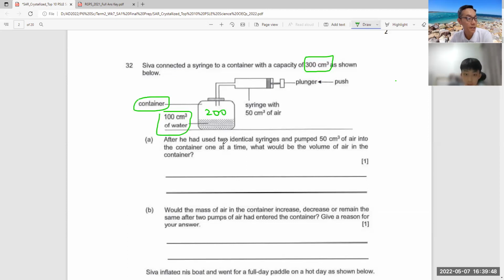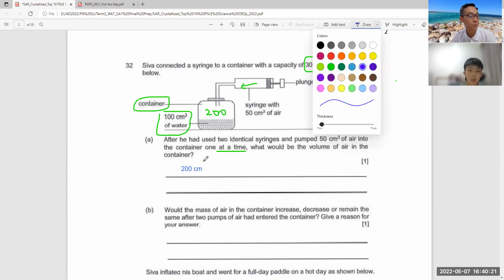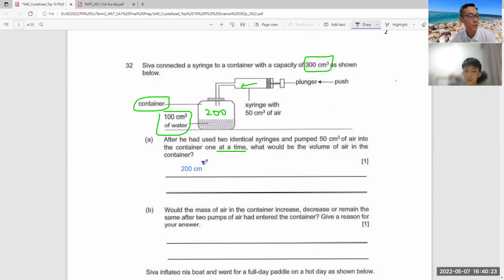So this person is saying he had used 2 identical syringes, so they pump in 50 cm3 of air, one at a time. That means he pumps in one, then he changes another one. So that means 100 go inside, right? 50 times 2. So what would be the volume of air in the container? This one is actually a trick question. The answer is still 200 cm cube. So you write the cubic centimeter, cm cube. Okay, units are important.